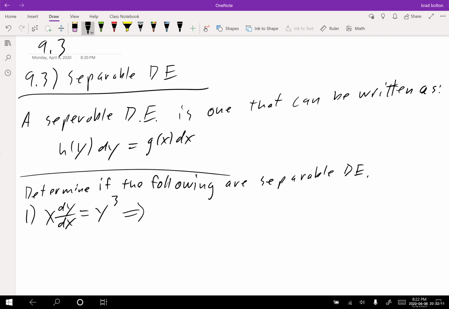So all we do is we come over here and let's see here. We have to remember the whole point is at some point or at some moment we're going to be asked to integrate these to find the solutions. So you never want your dy or dx in the denominator. So we're going to have to multiply the dx over to the other side. So that'll leave us with x dy is equal to y cubed dx. Now, what you can do is you can divide both sides by y cubed.